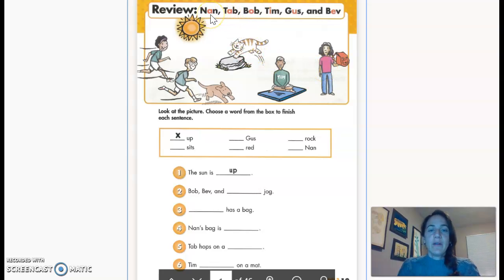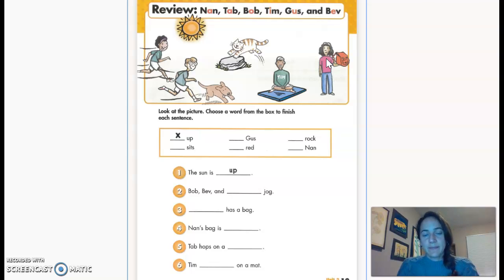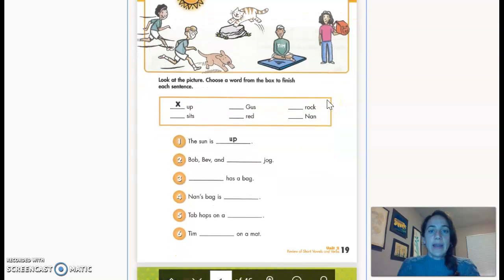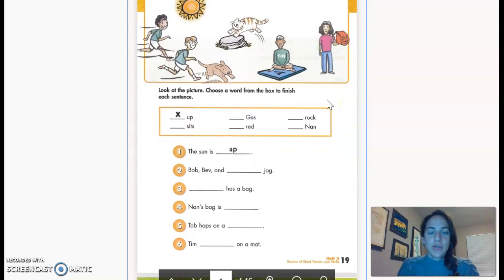So we have the names of different people. Here's Nan, Tab, Bob, Tim, Gus, Bev. Recuerden, eso es como se llaman las personas y los animales. All right, now let's look at some other pictures, other words we have here.